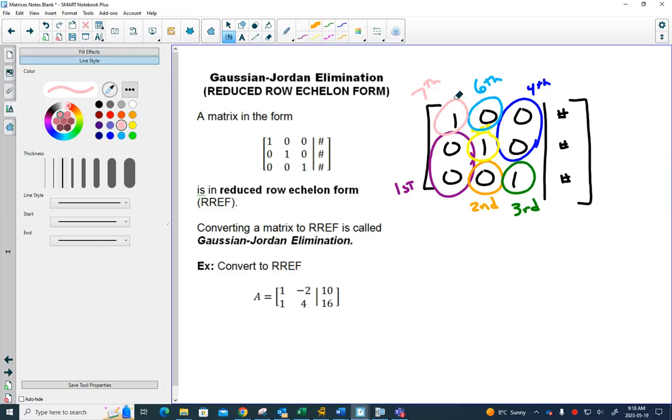The 7th step, reduced row echelon form. It's much easier with a 2 by 2 to get it into reduced row echelon form.